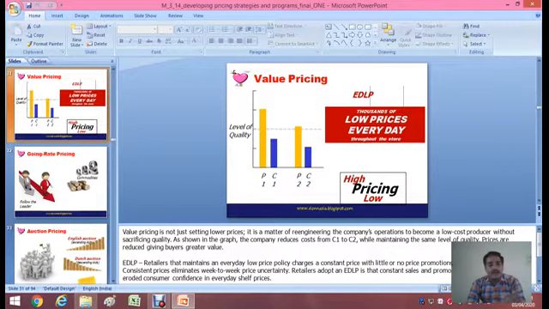If there is uncertainty, it means that we are charging different prices on different days, and it is uncertain for the consumers where the low price of the product is. Instead of that, most of the stores follow EDLP, meaning everyday low price. They charge a consistent price and do not reduce or increase the prices without any reason, such as using any sales promotion or special sales. Retailers adopt EDLP because constant sales and promotions are costly and have eroded consumer confidence in everyday sale prices.